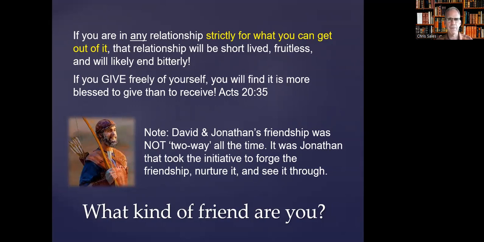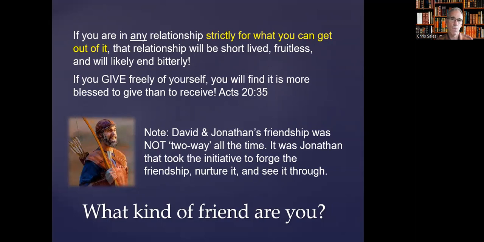But what I want you to note here is really we should be saying Jonathan and David. It's not two-way all the time. And we don't have time to read through these passages in great detail. But my suggestion would be sit down and read through the life of David. And in particular, when he and Jonathan are mentioned, it's Jonathan that's taking the initiative to forge that friendship, to nurture it, to see it through to the end. He's the one who came to David and gave him all this stuff. He's initiating it. He's keeping it going. He's nurturing the friendship. Jonathan is.